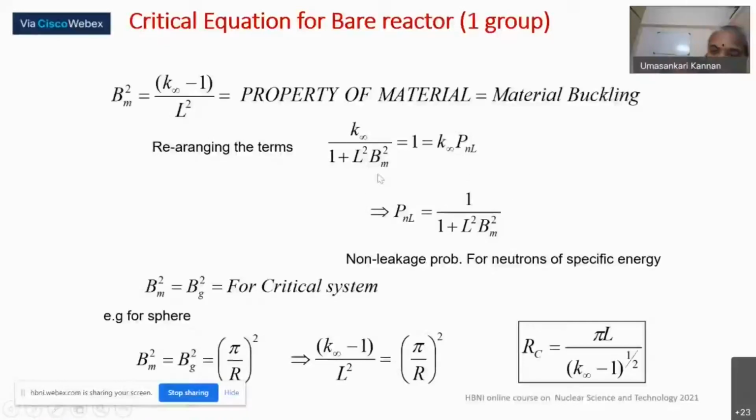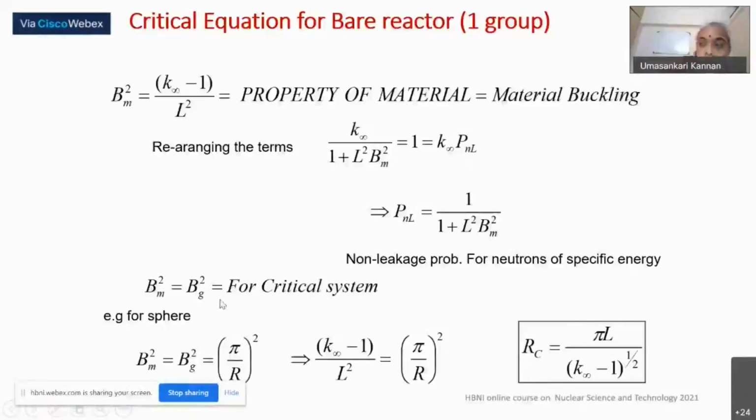So this quantity 1 by 1 plus L square Bm square can be called the non-leakage probability. Because yesterday we saw that K effective, for an operating reactor in steady state conditions, when the production mechanism is balanced with the loss mechanisms, should be 1. So K effective should be 1 is the condition for criticality, which means a steady state has been reached, and that is given by K infinity into PNL. So this is the expression for the non-leakage probability for neutrons of a specific energy.